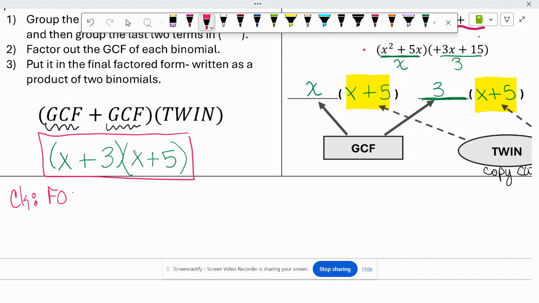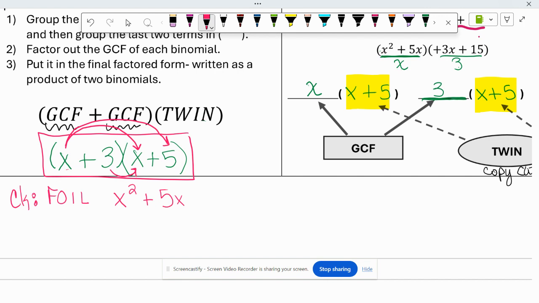Yeah, I use FOIL: first, outside, inside, last. First term times the first term. The first term times the first term is x times x, which is x to the power of 2. The last term times the last term. x times 5 is a positive 5x.